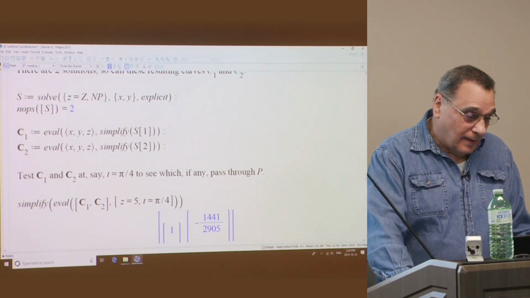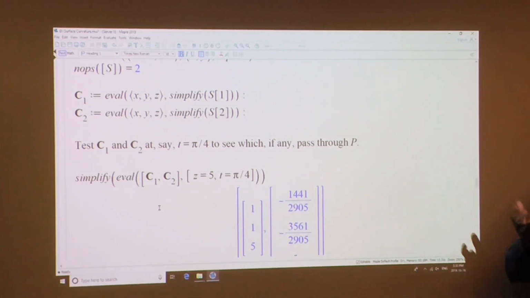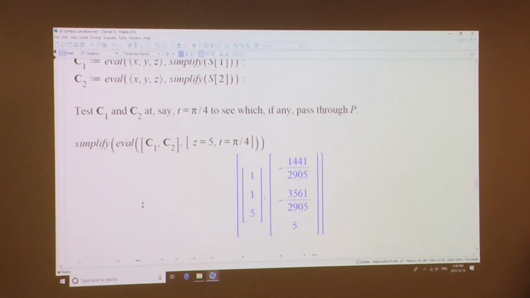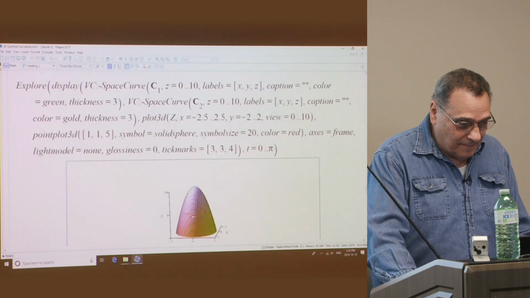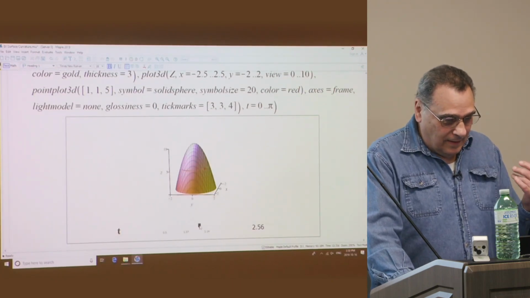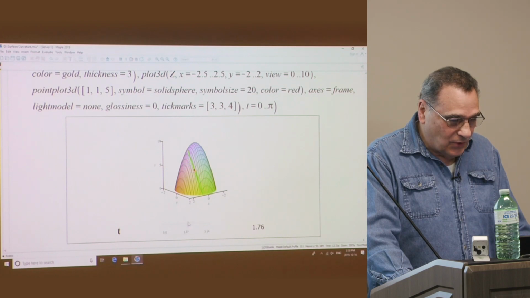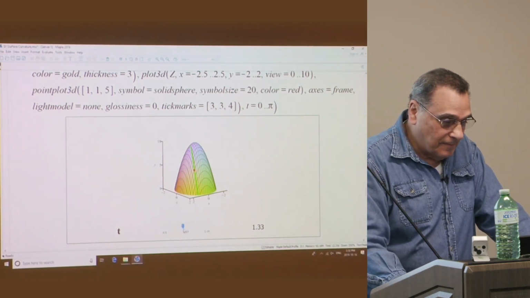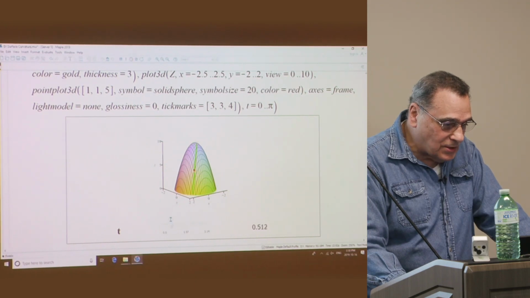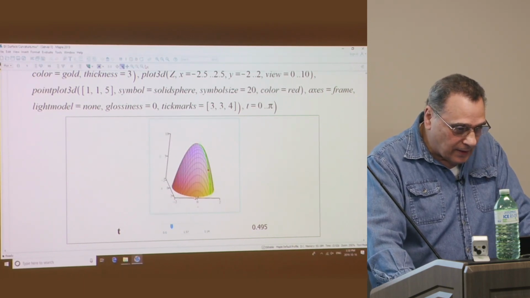Which one? Well, I took a shot in the dark. I'm looking at z equals 5, and I just took one of the values of the parameter, and it seems that C1 passes through the point P, so I'm going to use C1. Another visual: I did not use constrained scaling on the surface, so it looks round. But I'm looking at the normal sections. You see the red dot? That's the point P, and you can see this green normal section. So it looks like my calculation has given me a family of curves C1 that fits the bill.